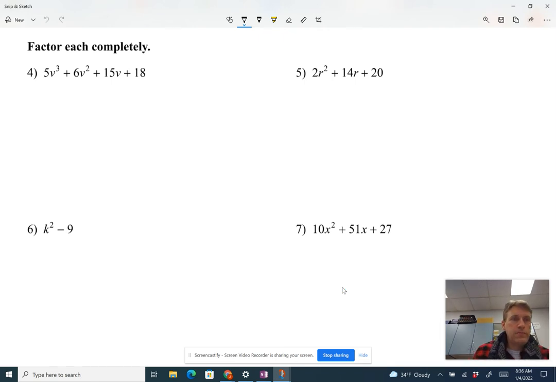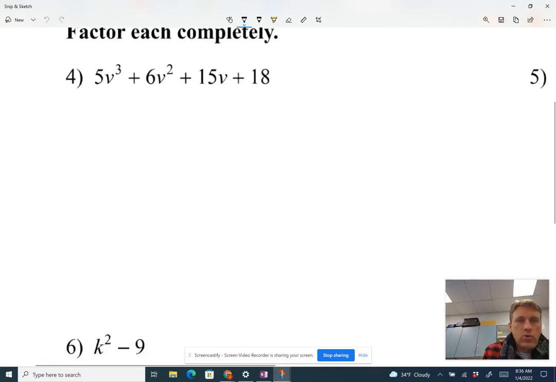Hi, welcome back. This time we're going to look at a few different factoring strategies. Look at number 4, and I see that it has 4 terms.